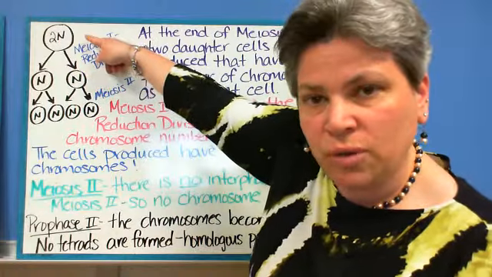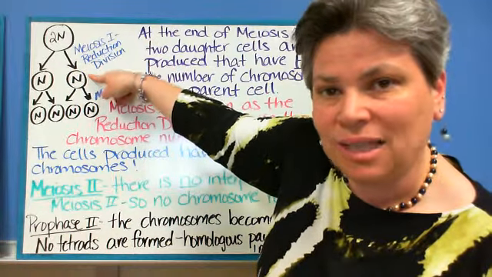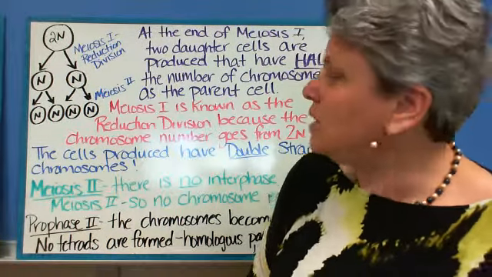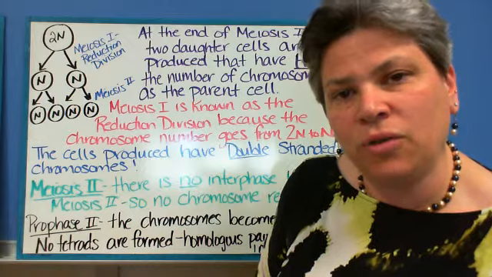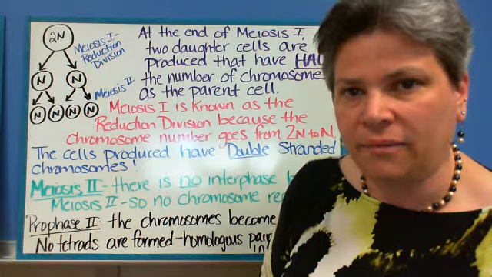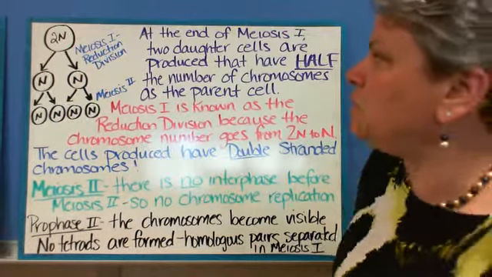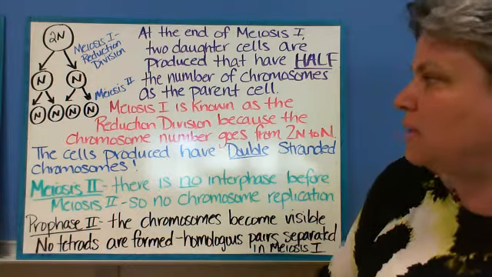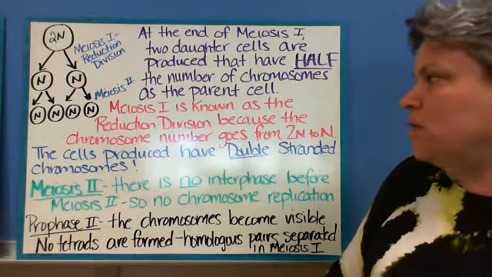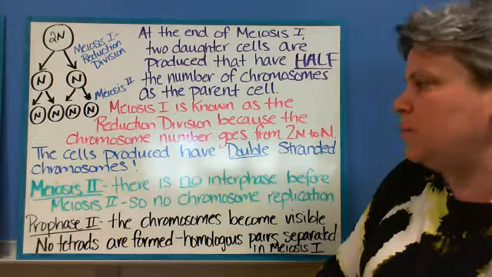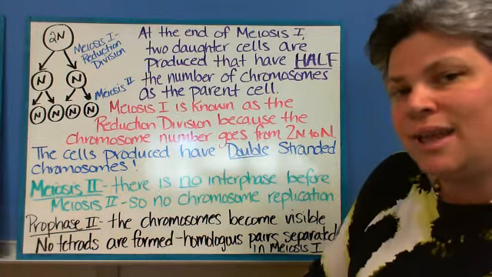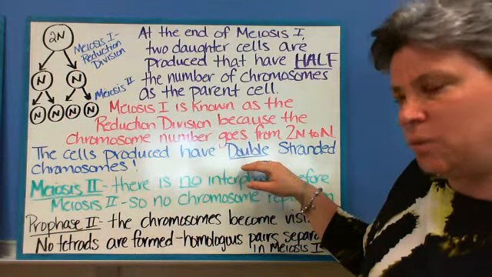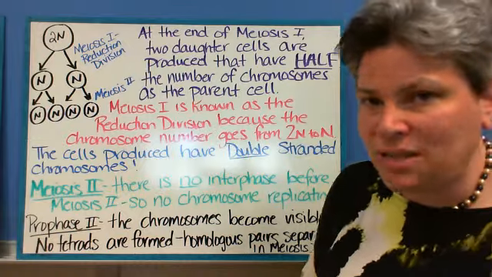So because I go from the 2N cell to the N cell, we call meiosis 1 the reduction division, because it's at that point where the number of chromosomes actually gets cut in half. So at the end of meiosis 1, 2 daughter cells are produced that have half the number of chromosomes as the parent cell. Meiosis 1 is known as the reduction division because the chromosome number goes from 2N to N. The cells produced have double-stranded chromosomes. Remember, we don't want double-stranded chromosomes.